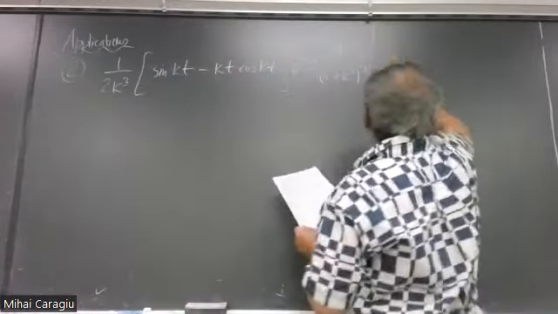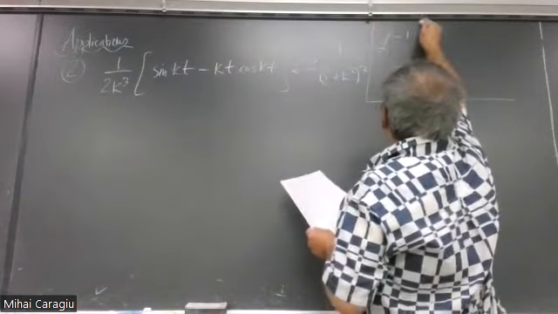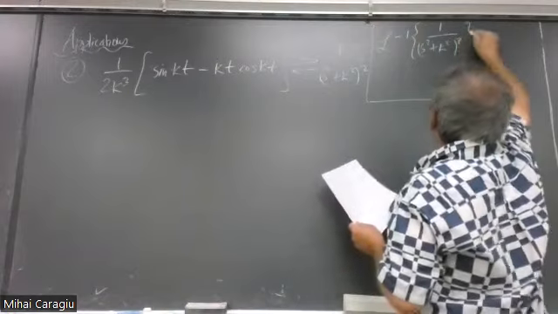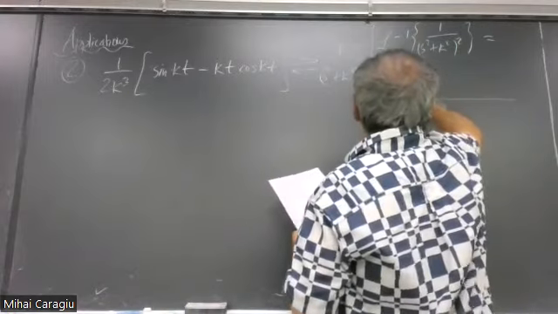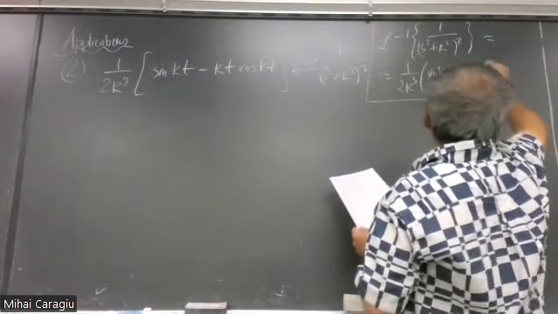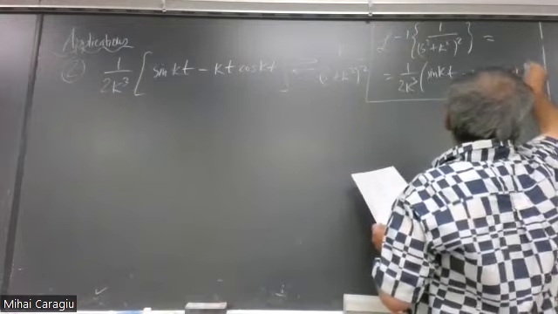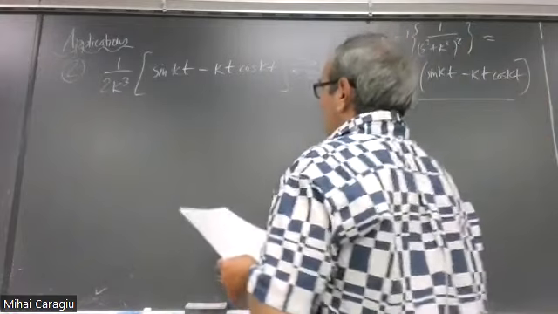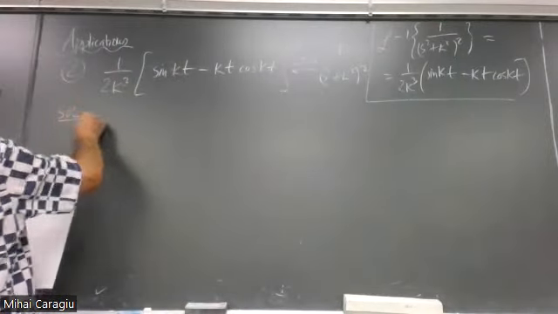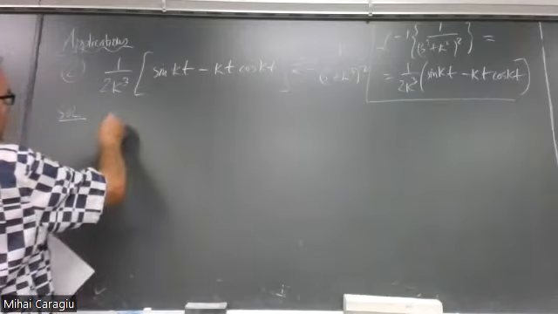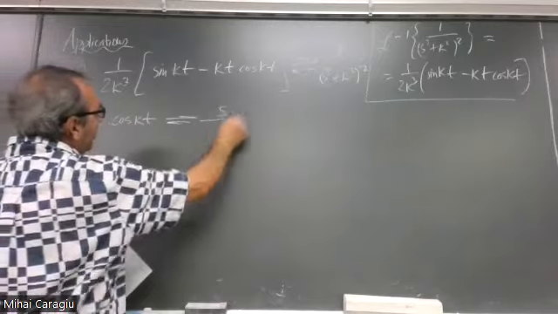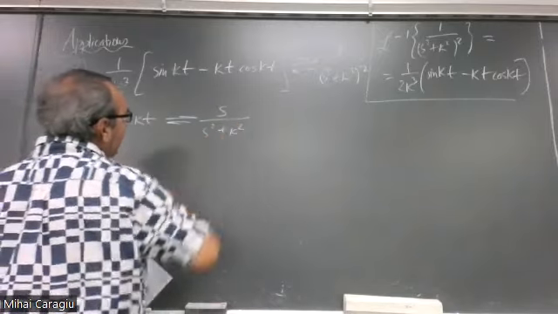As a consequence, the inverse transform of 1 over s squared plus k squared, squared equals 1 over 2k cubed times sine kt minus kt cos kt. Look at the problem backwards. Let's see the solution. Start from the transform of cos kt: cos kt transforms into s over s squared plus k squared.